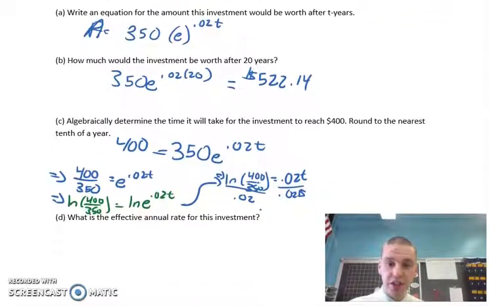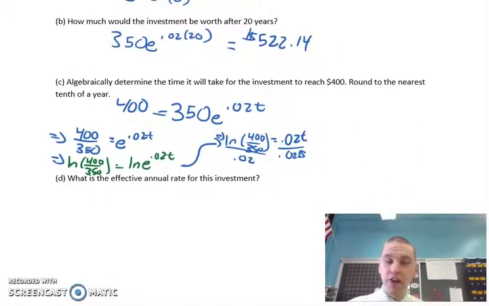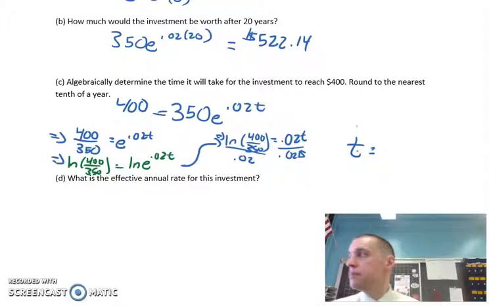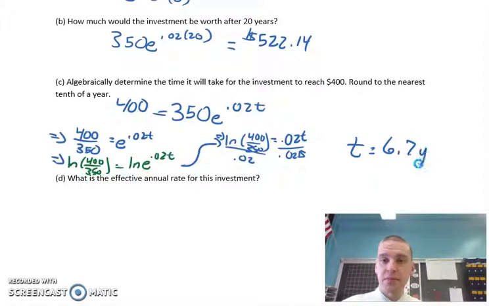You use your calculator, you use the alpha y equals enter to get the fractions, and we find t to equal 6.7 years. Round to the nearest tenth, we're done. This is where using logs and natural logs are useful.